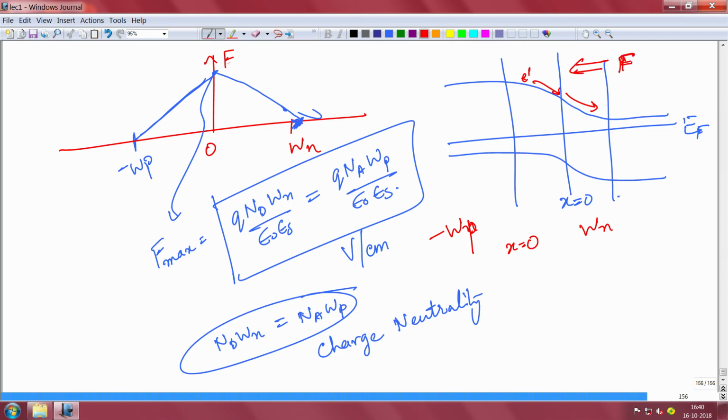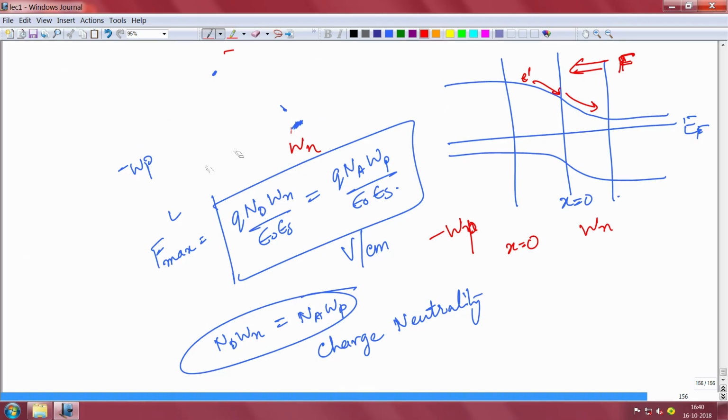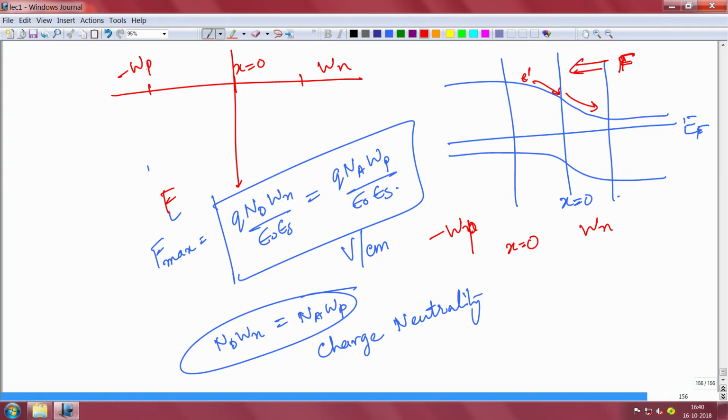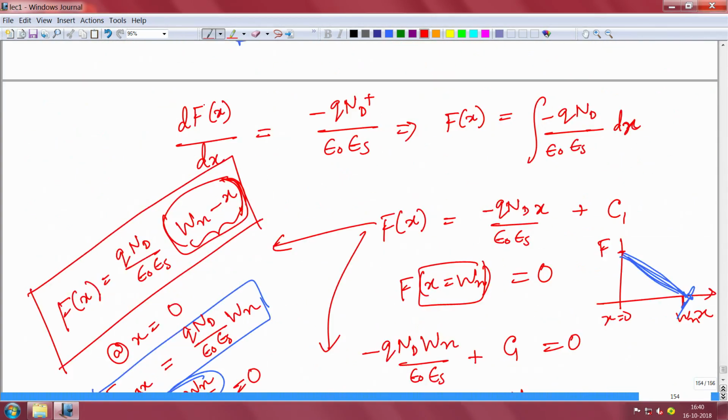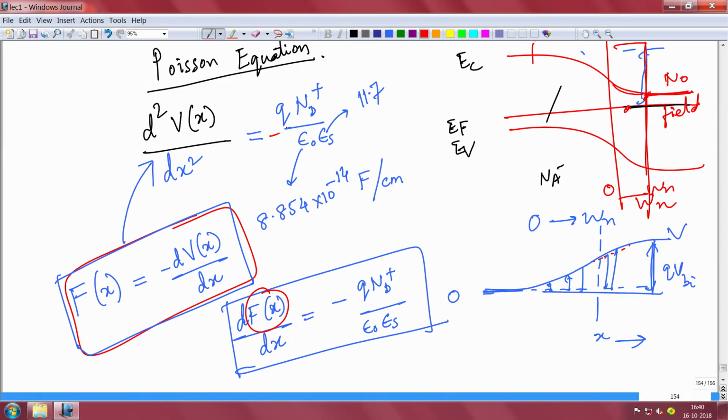This is the value of the field, by the way, but because the field is in the negative x direction, it will look like this. Here x equal to 0, I am plotting the field, this is x equal to W_n, this is x equal to minus W_p, this is the maximum field. Instead of positive it is basically negative, everything else, the value and everything, is the same. The reason I got it positive, as I mentioned, is because I missed out a negative sign in the Poisson equation. That negative sign doesn't change anything except the direction.